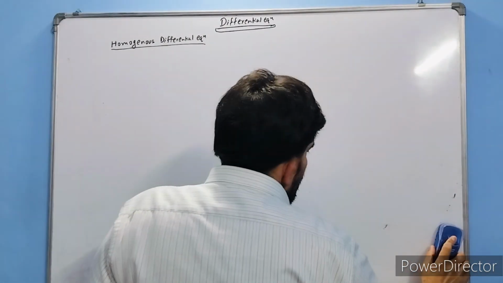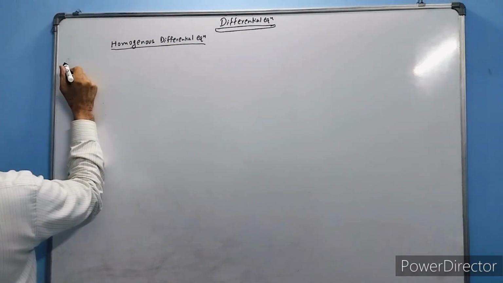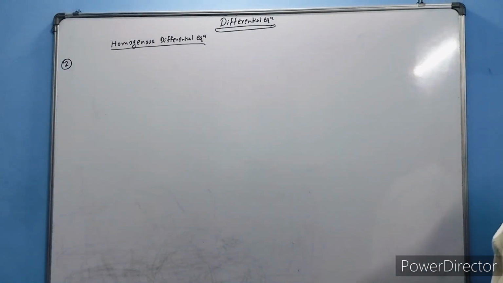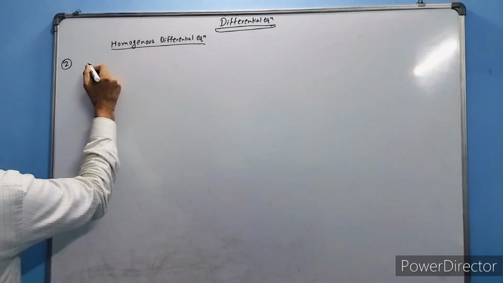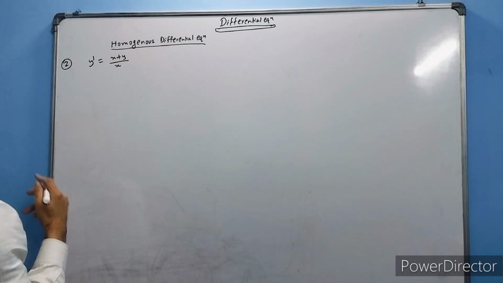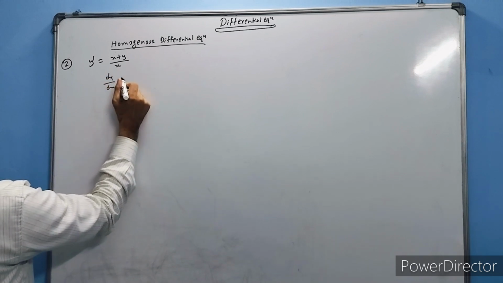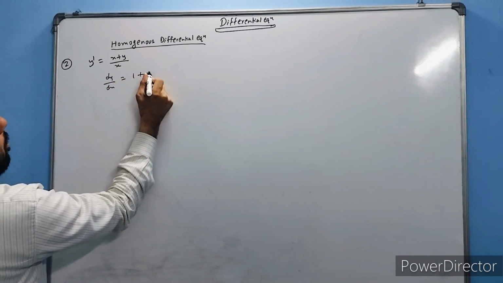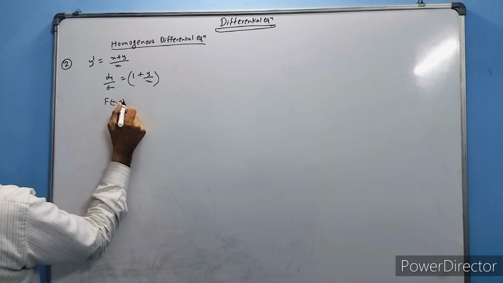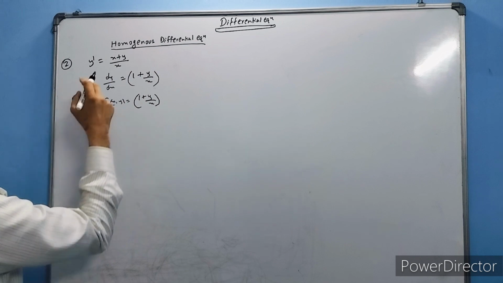Now the second numerical I have, what they have given is y dash is equal to x plus y upon x. We have y dash upon x. So now I can write dy upon dx is equal to 1 plus y upon x. So I can say f(x,y) is equal to 1 plus y upon x, because I have separated it out here.